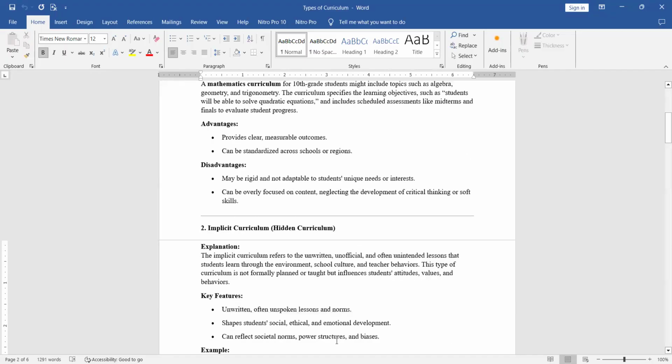Okay, we will go to the next type, the second type. It is the implicit curriculum or the hidden curriculum. Implicit curriculum or the hidden curriculum.